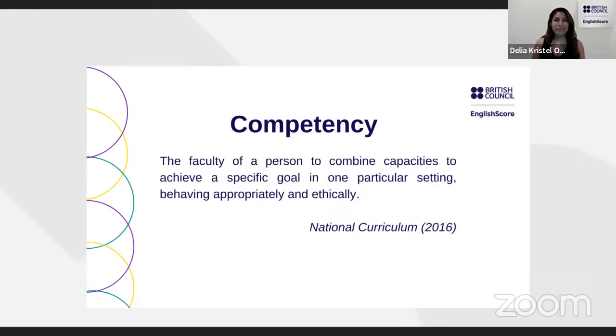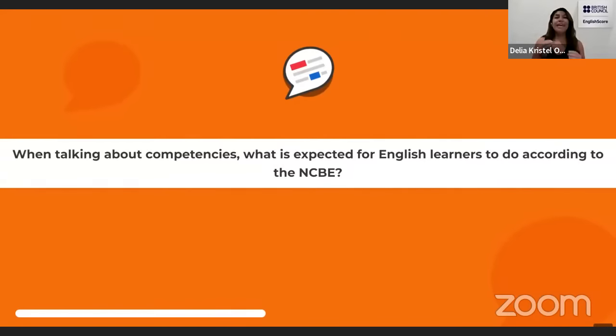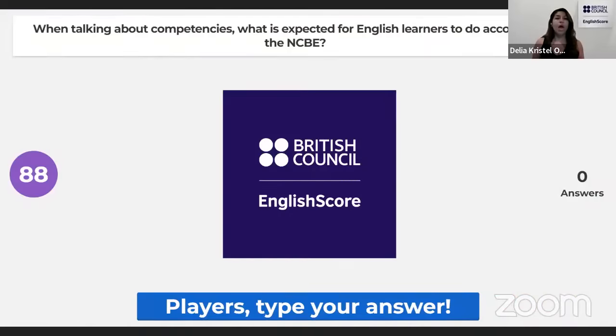So now it's time for question number 2. Oh, sorry, it's this one. Okay, so this is the next question. I was asking you to reflect on the competency for the English area. So the question now is, when talking about competencies, what is expected from the English area learners to do according to the national curriculum? What is expected for English learners to do, to learn, to achieve?